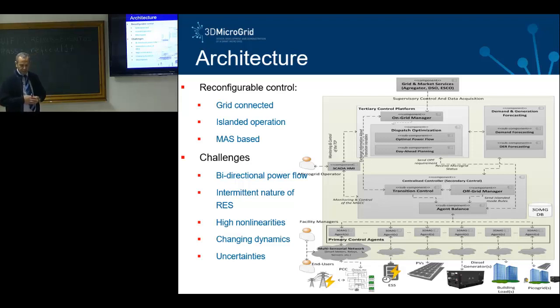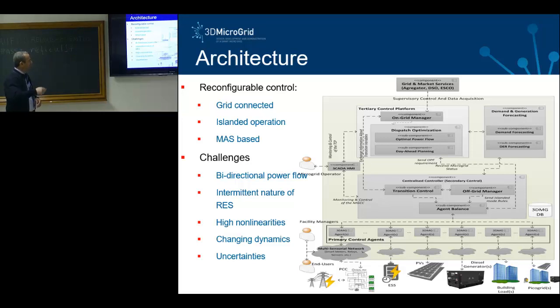So you can see this is the diagram that shows we have different levels of components. Some of them are on the grid and market services, some on the tertiary control platform, some on the secondary control platform, some on the primary control platform, and some on generation and distribution and demand forecasting. So I will briefly explain these components that you can see on the left-hand side.